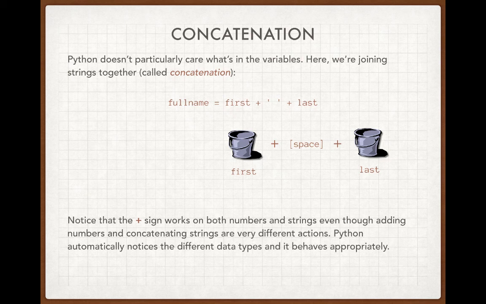So in this case, if I'm taking the value in the bucket called first, I will concatenate onto the end of that a string consisting of one space, one blank space. And we know in Python we have to delimit the beginning and the end of a string with a quotation mark. So this might look a little bit weird, but this is a thing you'll get used to. This is a quotation mark, space, quotation mark.